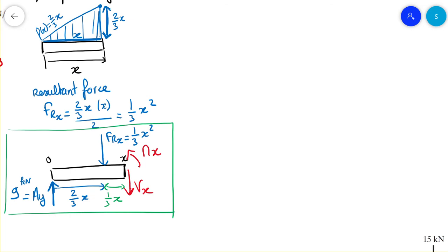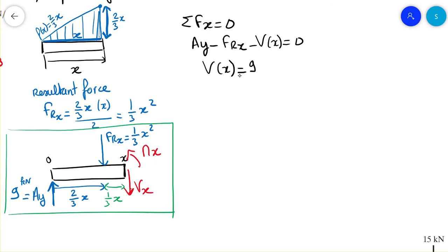Okay, so let's do the sum of the forces in y. It's equal to 0 for this one. So we have Ay minus Frx minus V of x is equal to 0. So we have V of x that is equal to Ay, that is 9, minus 1/3 of x squared. That's the function for Vx, and it's in kilonewton.